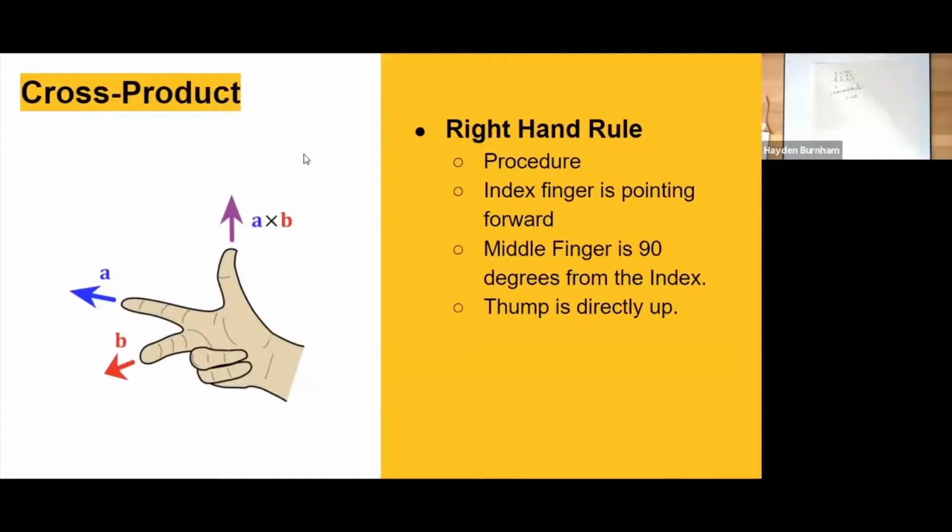So you take your right hand and you kind of try and make where your index finger and your middle finger are like 90 degrees apart from each other. And your thumb is 90 degrees apart from both of them. And you kind of use your index finger to represent the first vector. And then you use your middle finger to represent the second vector. And then your thumb will be pointing in the direction of the cross product.